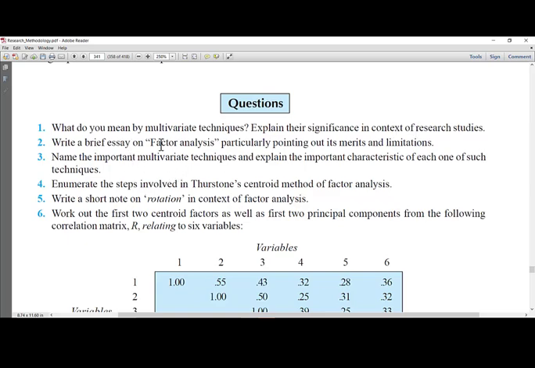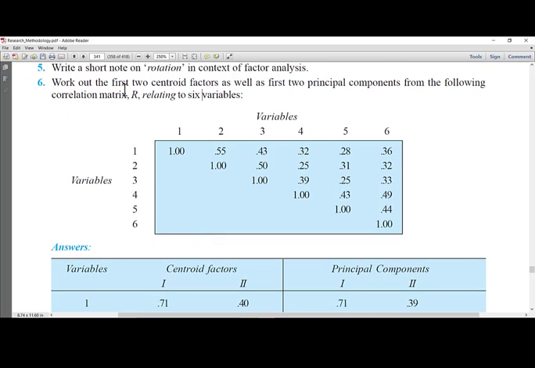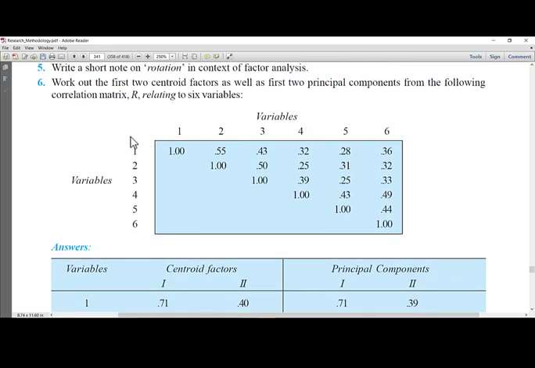Write a brief essay on factor analysis, particularly pointing out its merits and limitations. And name the important multivariate techniques and explain the important characteristics of each one of such techniques. Enumerate the steps involved in Thurstone's centroid method of factor analysis. And here, in this example, work out the first two centroid factors as well as the first two principal components from the following correlation matrix. I think you can attempt this problem number 6.